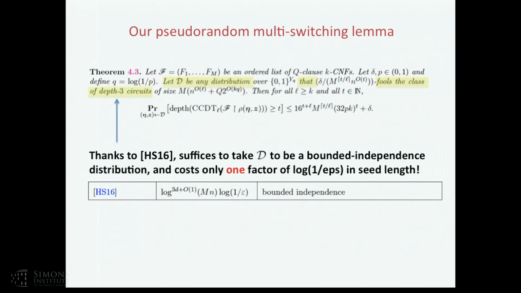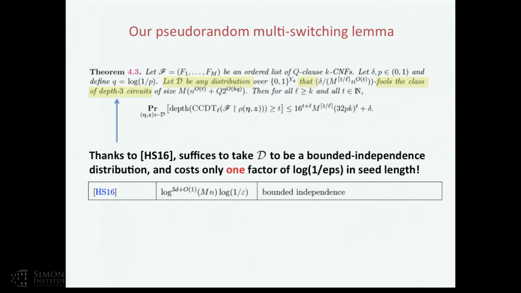Okay? So this is where, crucially, you're wondering maybe where Harsha and Srinivasan's log 1 over epsilon seed length PRG is going to come in. This is absolutely where that comes in. So, right, this is analogous to Luca's earlier statement. As long as you have a distribution that fools these depth 3 circuits, then you'll get a conclusion similar in spirit, the same kind of quantitative thing, exponential in t everywhere.